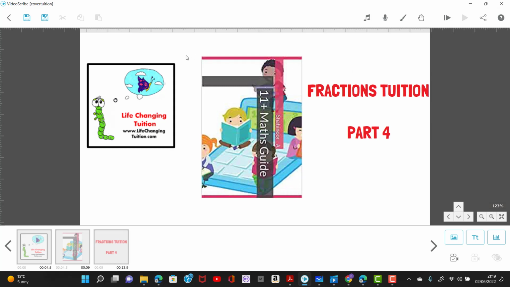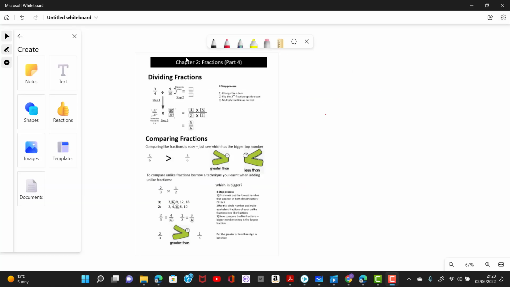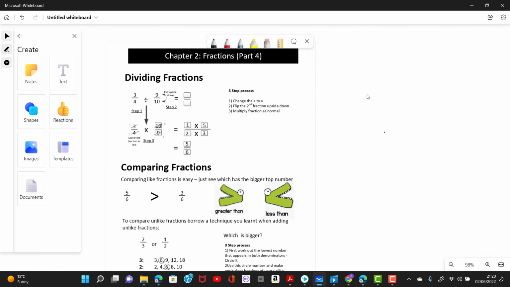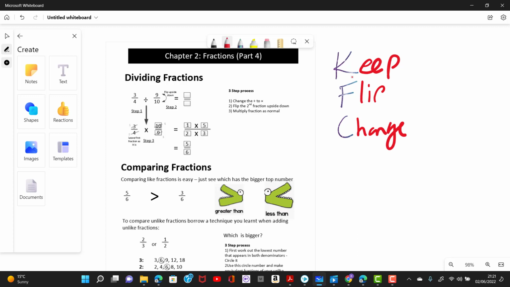And let us begin on the next video on fractions. Okay, so we're now on dividing fractions. So we've done adding, subtracting and multiplying. Again, slightly different to the book, or it's pretty much the same, but I'm just going to simplify it a bit. All I want you to remember when dividing fractions is KFC. Keep, flip, change. That's all you've got to remember. So it's 3 steps: keep, flip, change. 1, 2, 3. Okay, so let's do the first one.